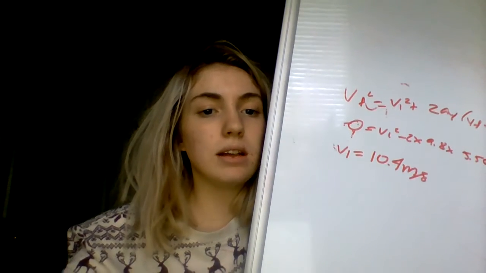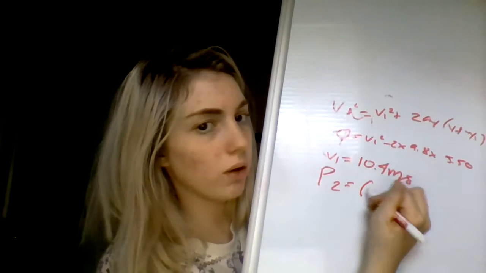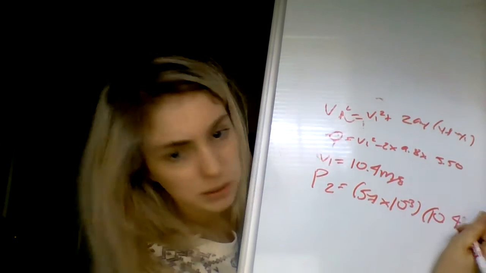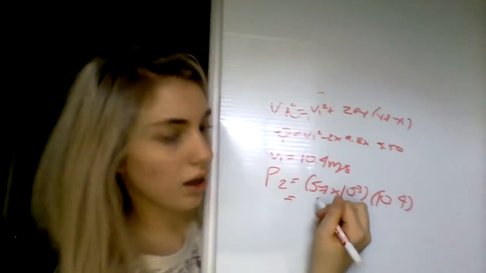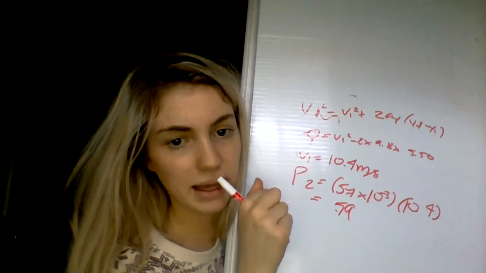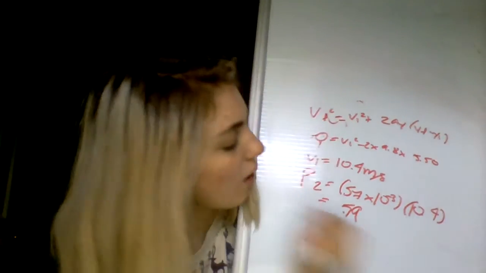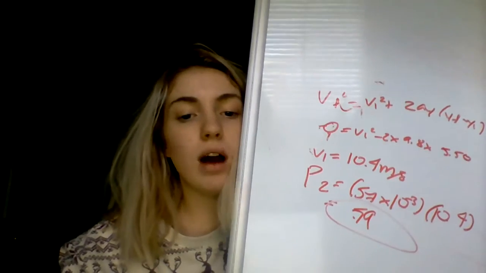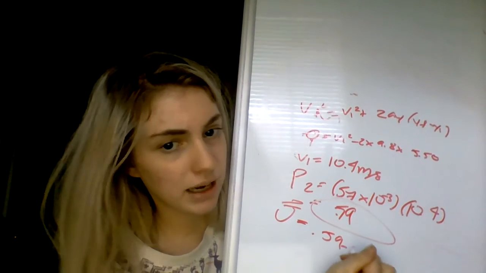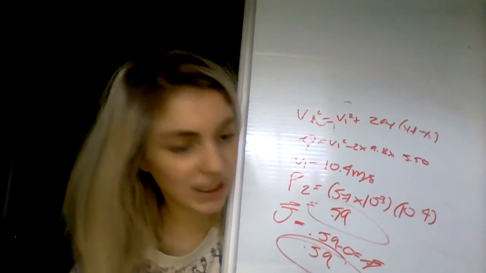So now we substitute the initial velocity and mass into equation 1. So we get P2 will equal 57 times 10 to the negative 3 times the velocity we just found, 10.4, and that will equal 0.59 kilograms meters per second, and we know that P1 equals 0, so now we plug in the values that we found for P1, 0, and then for P2, 0.59 into our second equation. So we get that J equals 0.59 minus 0, which equals 0.59. And that is that.